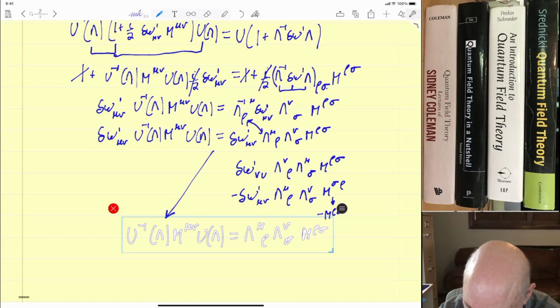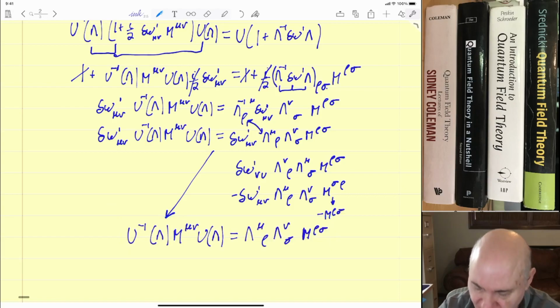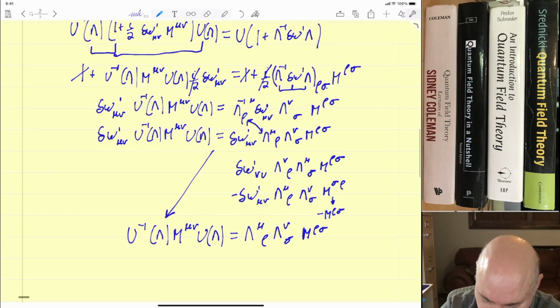I don't know why it did that. Okay, so let's look at this equation for a second because it's a very interesting equation. This side over here is how operators transform.